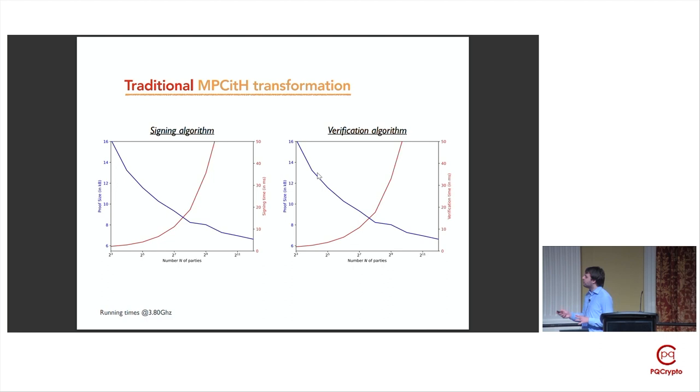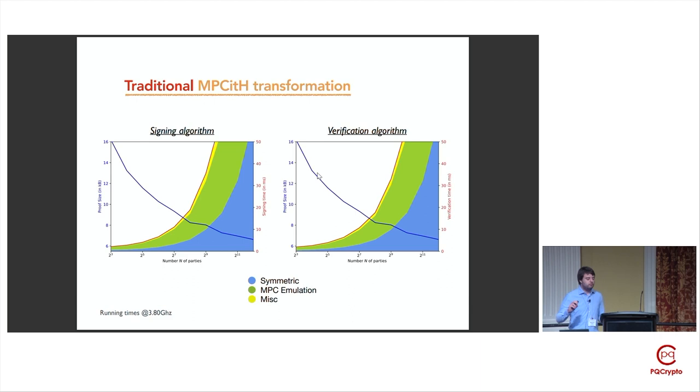If we try to decompose the running time, we get the following. There is a blue part, which is dedicated to the use of the symmetric primitive for the commitment, the C3, to expand each seed to the input shares, etc. There is a green part, which is the cost to emulate the MPC protocol. And the yellow is the rest of the running time.